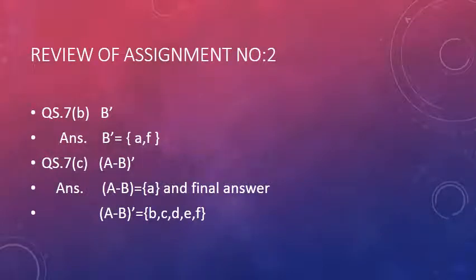Now students, this is the review of assignment number 2. In assignment number 2, I explained question number 7a and 7d. This is question number 7b and 7c, which I gave you to do yourself. In 7b, we have to find B complement by the formula again: B complement equals U minus B. The final answer of B complement is A, F. In question number 7c, A minus B is in the bracket and outside is complement. The answer of A minus B is just A, and the final answer of (A minus B) whole complement is B, C, D, E, F. This is all about the review of assignment number 2, question number 7, b and c.